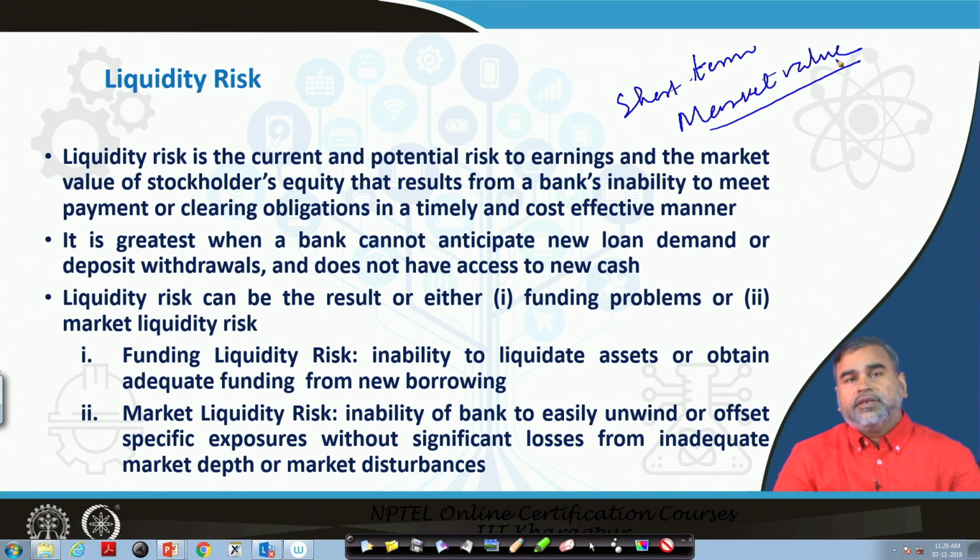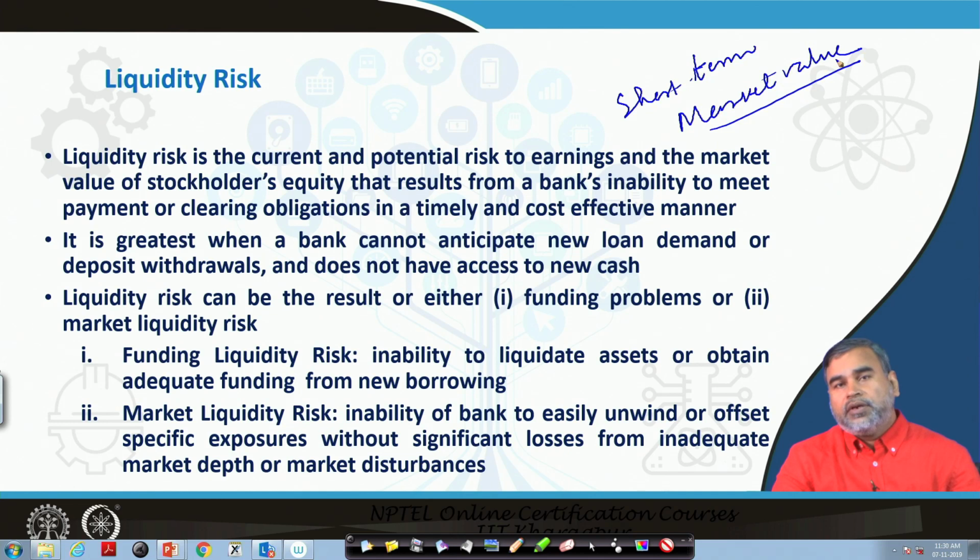Whenever you talk about liquidity risk, it can arise due to a funding problem or it can also be due to a market problem. That is why we call it funding liquidity, and the other is market liquidity. So, what does funding liquidity risk exactly mean? It basically means the inability to liquidate assets or obtain adequate funding from new borrowing. Just now we were talking about how, whenever the banks do not have enough money to fulfill the requirement of the depositors, at that point the bank can borrow short term from the market, either the money market or the call money market, or they can borrow from the central bank to fulfill that gap.